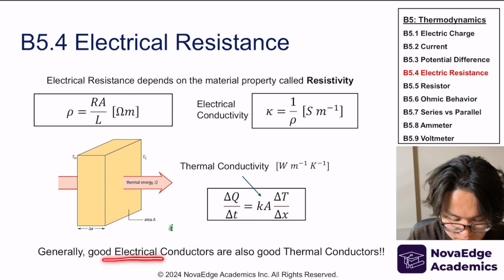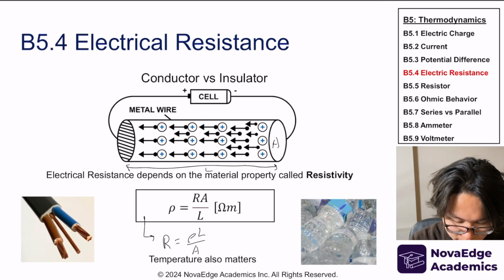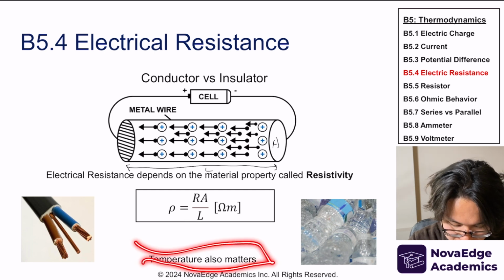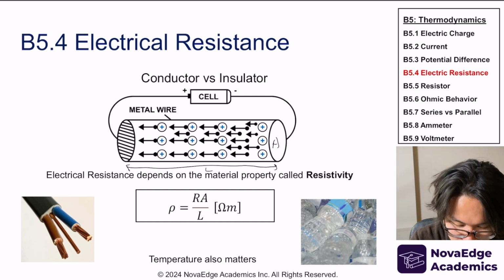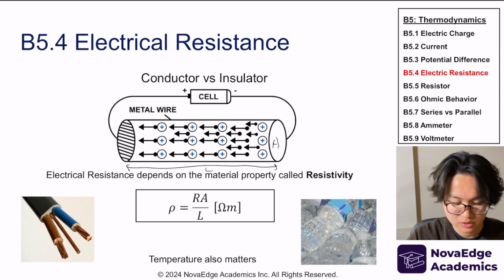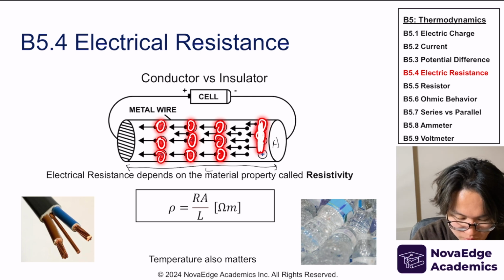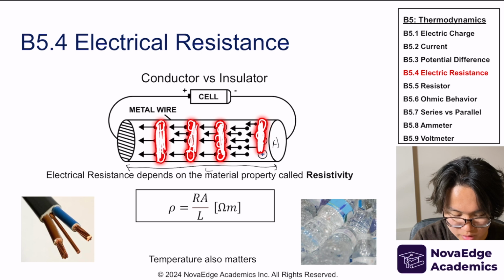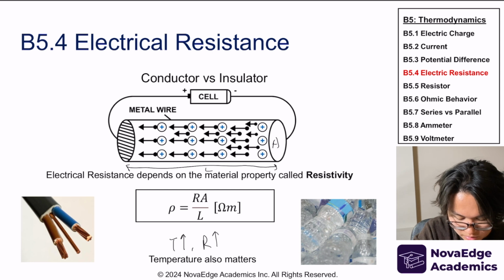Generally, good electrical conductors are also good thermal conductors. Now I'm going to go back and talk about why that is. Let's go back to this diagram. I left a note here that temperature also matters. I just forgot to explain why. Imagine electrons are trying to get through. If the metal wire heats up, what happens? These atoms start vibrating much faster, much more vigorously. They vibrate and start blocking the pathway. That means resistance goes up. So as temperature goes up, resistance also goes up.